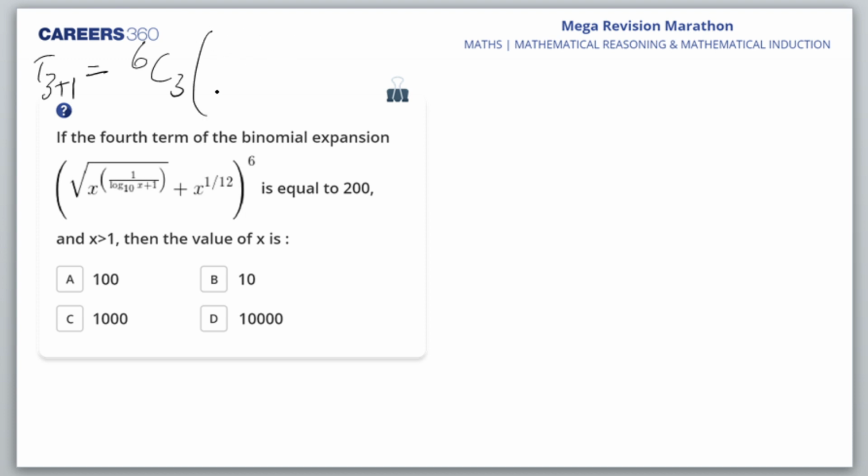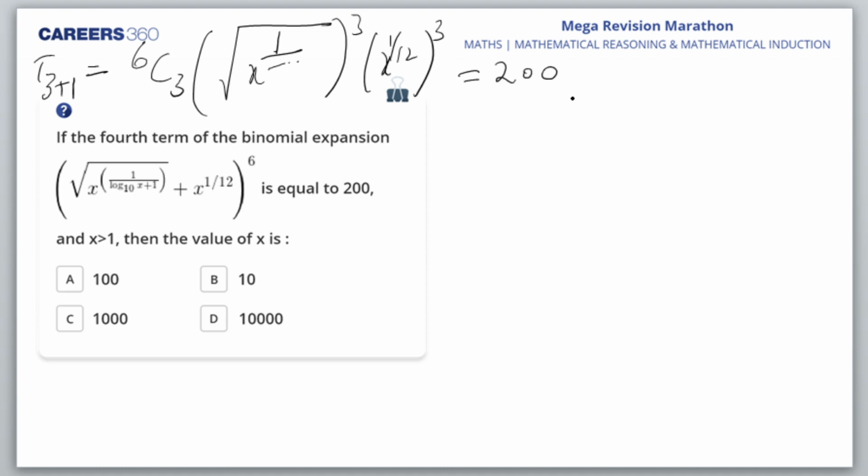This would be under root, x raised to power 1 upon whatever here it is, raised to power 3, and x raised to power 1 by 12 raised to power 3. Am I right? This would be the term, because 6 minus 3 is 3. So what do we get? 6C3, and that is equal to what? 200. Okay.